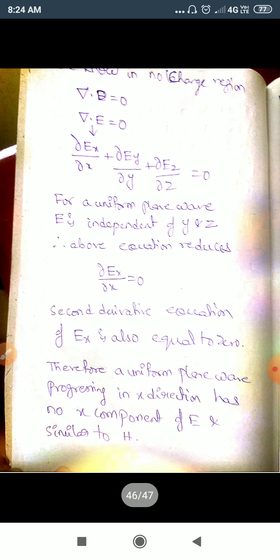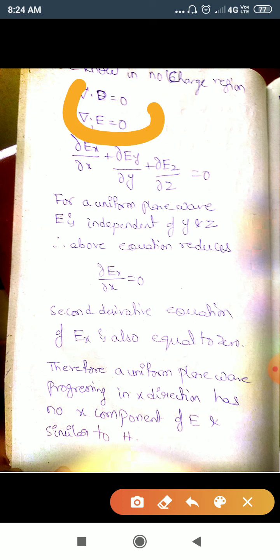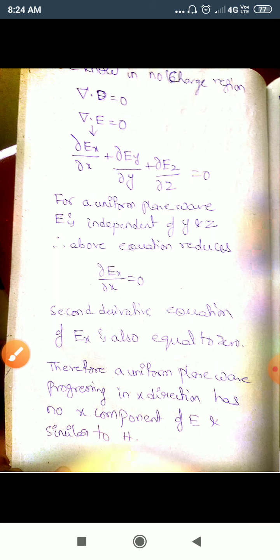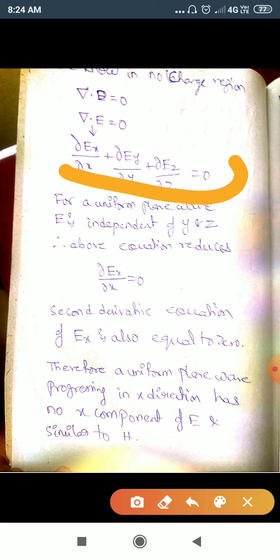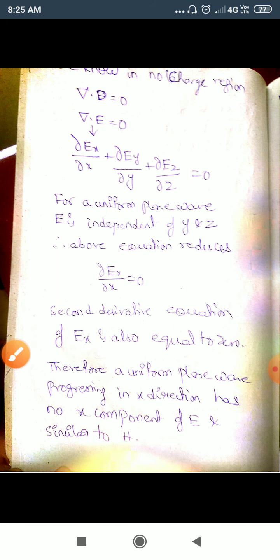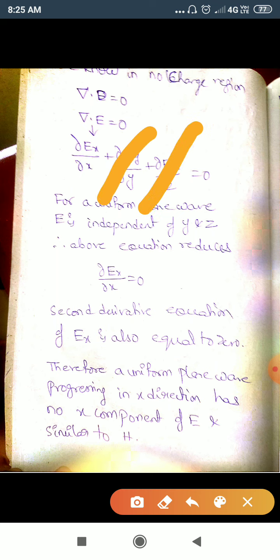Next, if we consider a charge free region, we know that del dot D equal to 0, so del dot E is also equal to 0. By expanding del dot D, what do we get? Dou Ex by dou x plus dou Ey by dou y plus dou Ez by dou z. Already we know this. Now for a uniform plane wave, what is the condition we took? E is independent of y and z. So obviously these terms will be equal to 0, and finally the equation we are left with is dou Ex by dou x equal to 0.